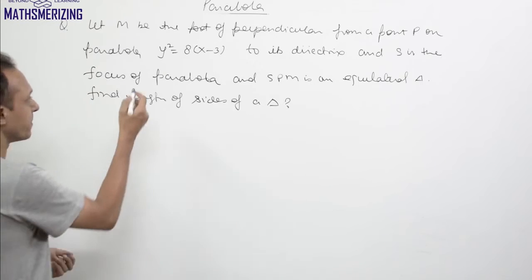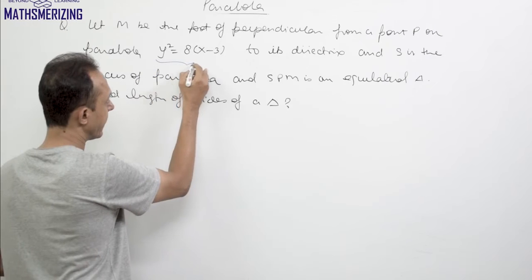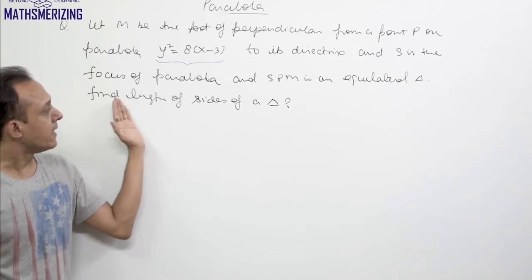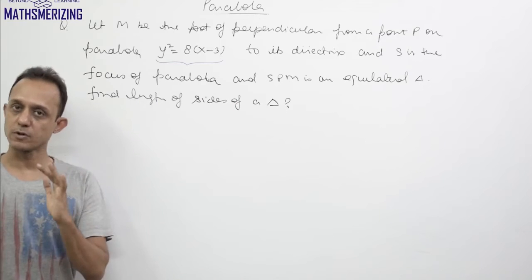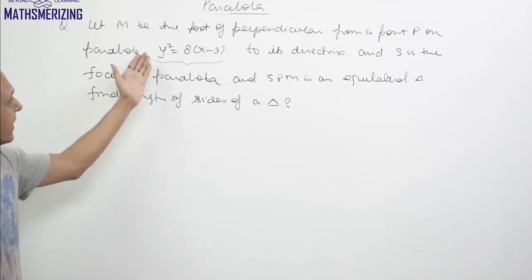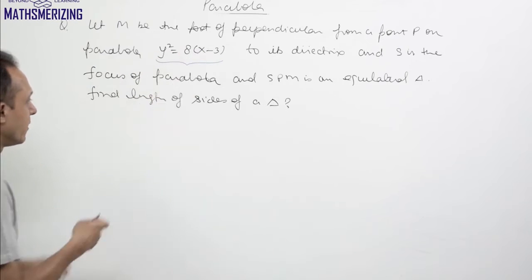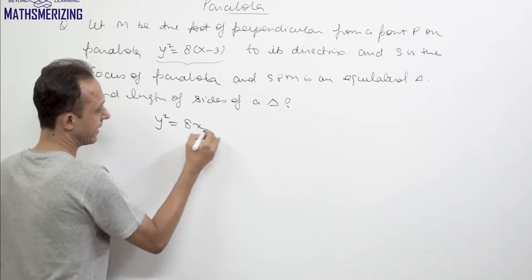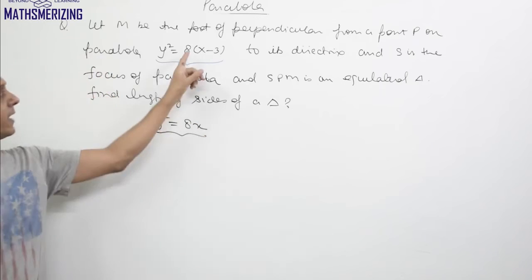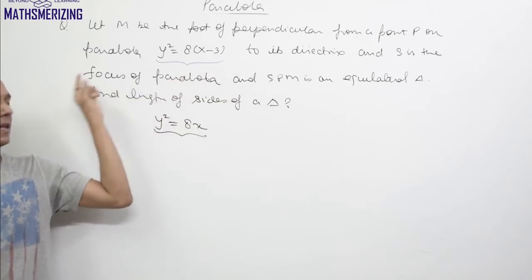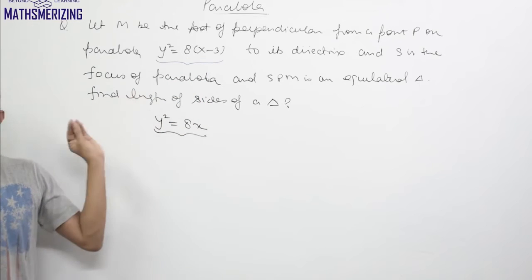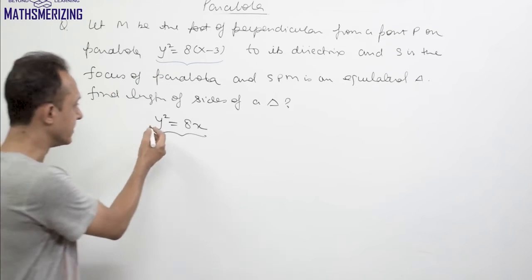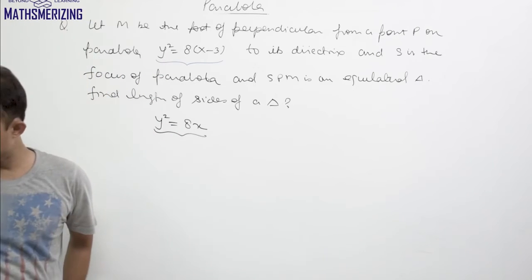So now we are given this parabola, which is y square equals 8x minus 3. But in this question, I just need to find the length of a side of this triangle. So without loss of any generality, rather than taking y square equals 8x minus 3, I'll simply take this parabola as y square equals 8x. So I won't take x minus 3 because we just need to find the length of this side. We are not supposed to find any particular point on this parabola. So it is the same question. So if I consider this parabola, y square equals 8x.